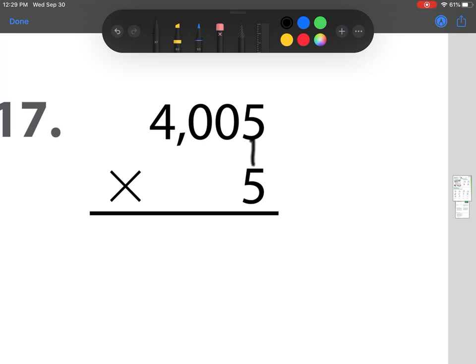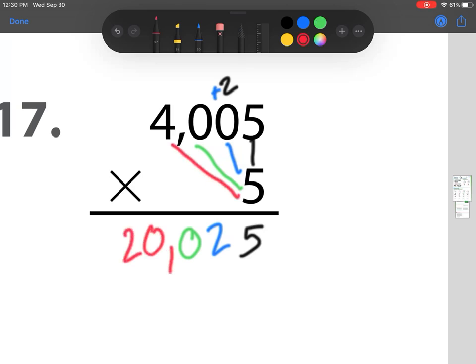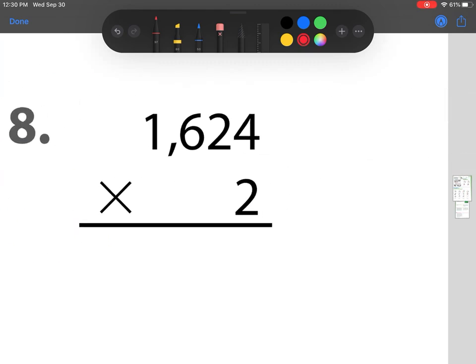Number 5. 5 times 5 is 25. Regroup that 2. 5 times 0 is 0, plus 2 is 2. 5 times 0 is 0. And lastly, 5 times 4 is 20, for 20,025. We have just 5 more of these problems.